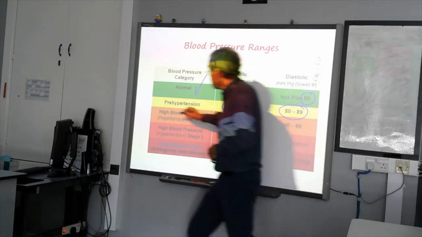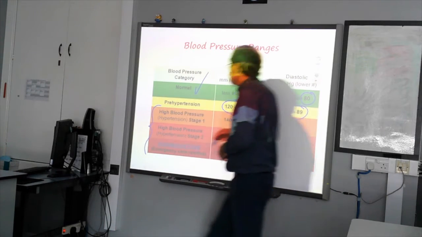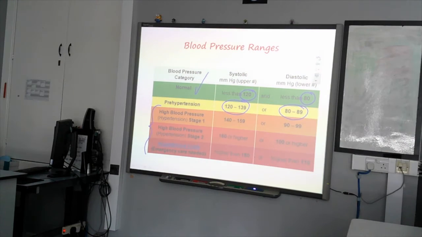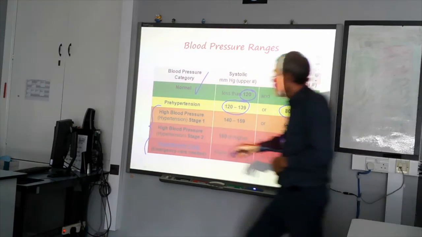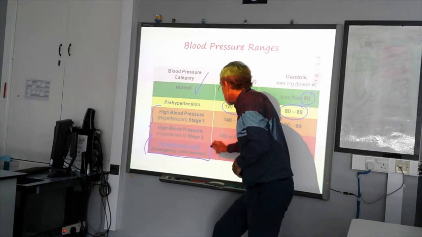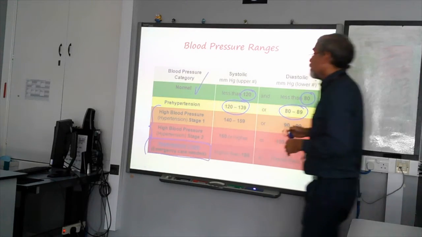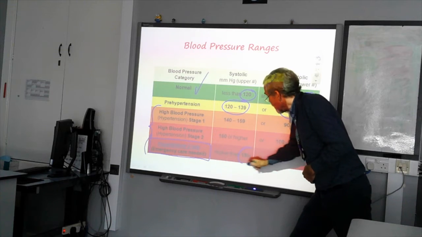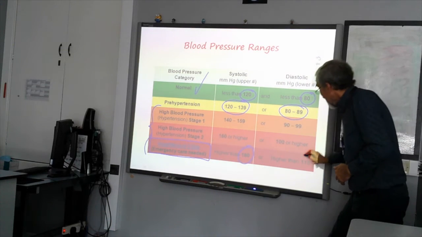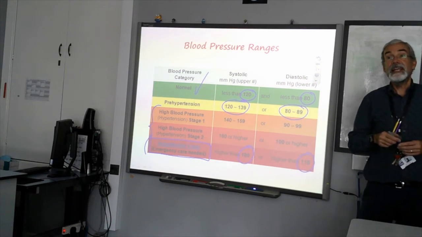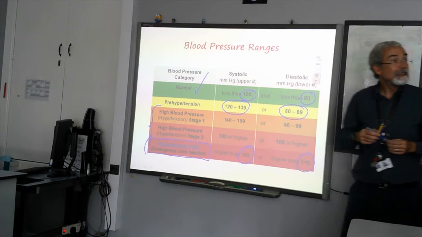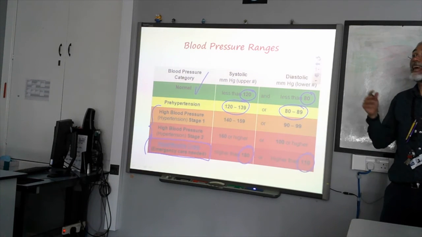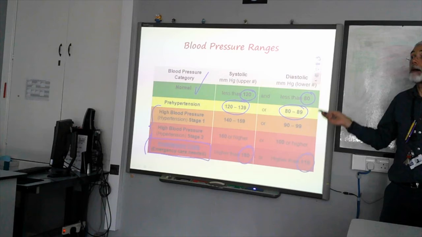And then we get into three ranges of high blood pressure. The one that we are most concerned about, obviously, is this bottom one, which is called hypertensive crisis. If your blood pressure is higher than 180 and your diastolic pressure is higher than 110, your blood pressure is capable now of doing damage.